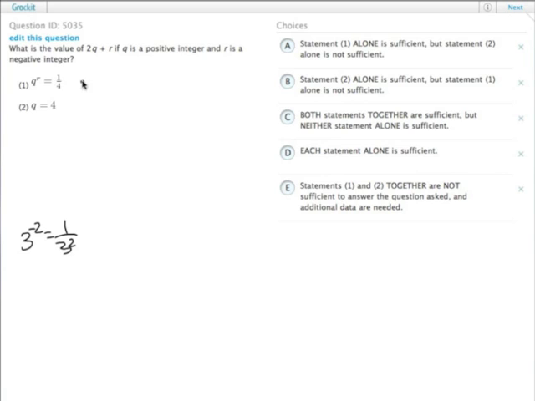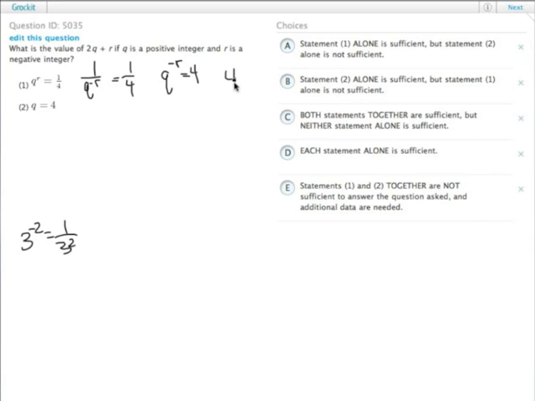So q to the r equals 1/4 tells us that 1 over q to the negative r is the same thing, just like I did here. So 1 over this equals 1 over this, therefore q to the negative r equals 4. And there's a couple different choices here for what q and r could equal.